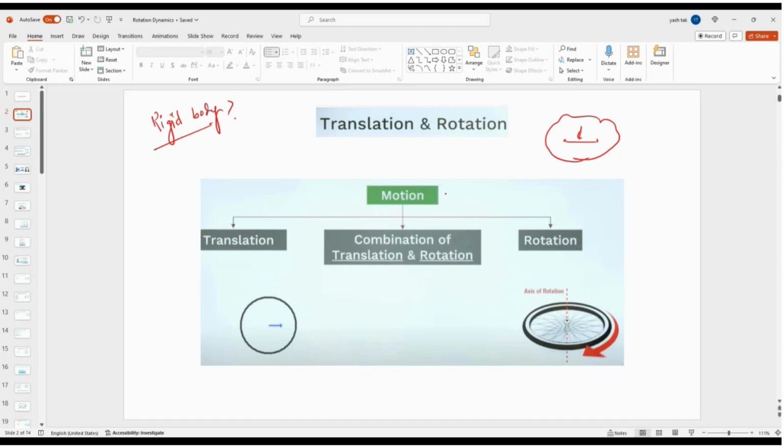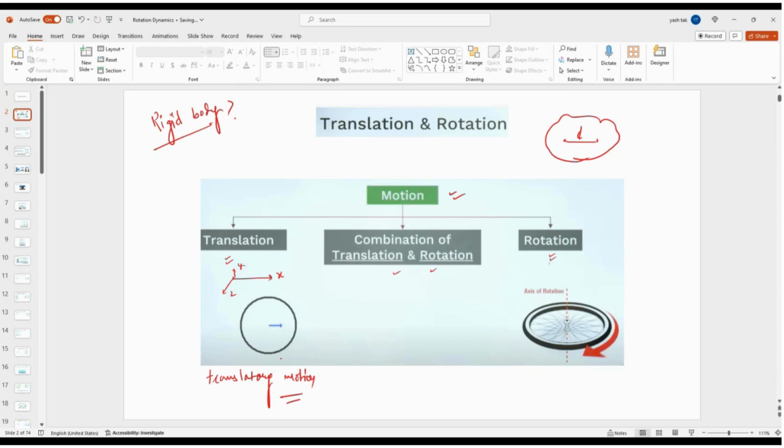Then we have three types of motion. One is the translation motion. Second is the combination of translation and rotation. And third is the rotation motion. So anything that moves like this along the x-axis, y-axis or z-axis, we call translatory motion.